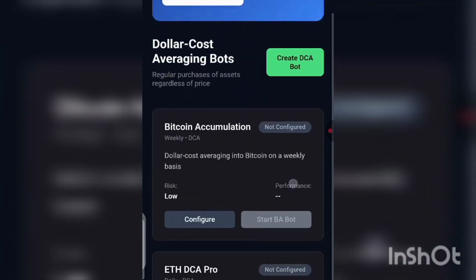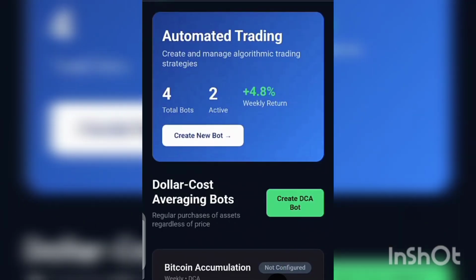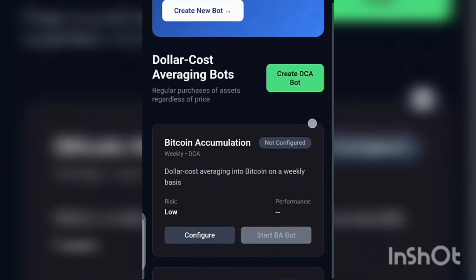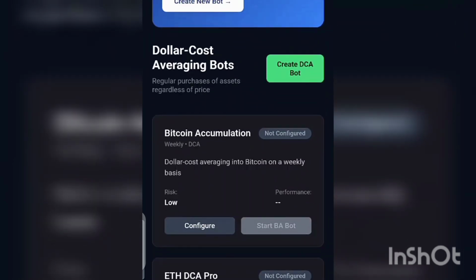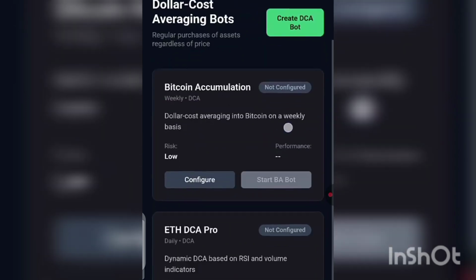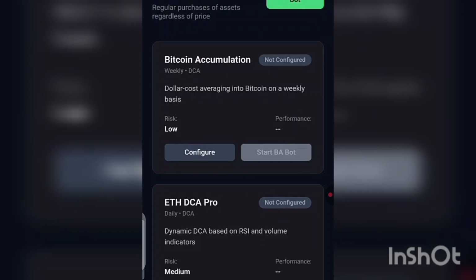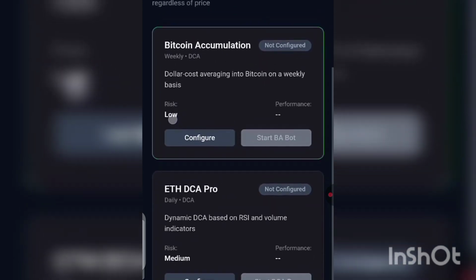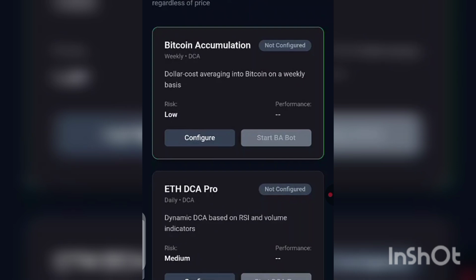So the next thing right now is to click bot. This particular place you see bot, that was exactly where I just clicked. So now you can see we have three types of bot here. We have DCA, which is dollar cost averaging bot, and we have ETH DCA Pro, which these two are not the ones we are using. So what you need to do is come down a little bit.